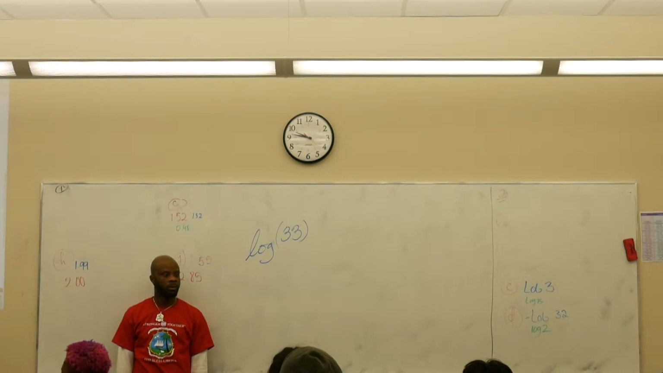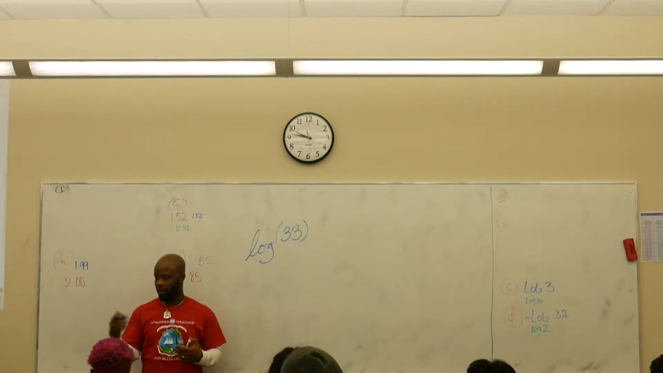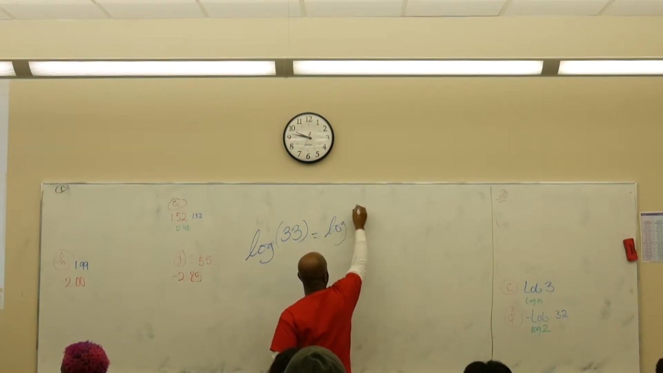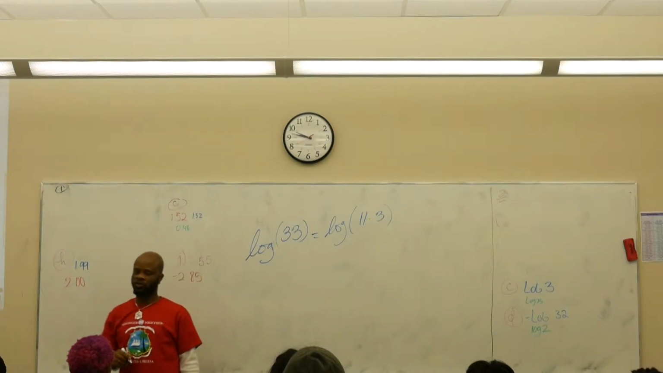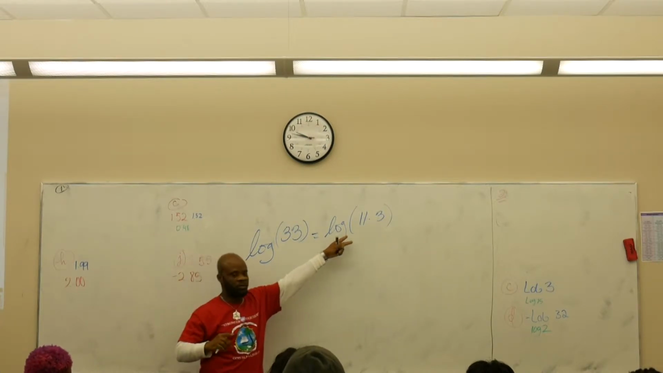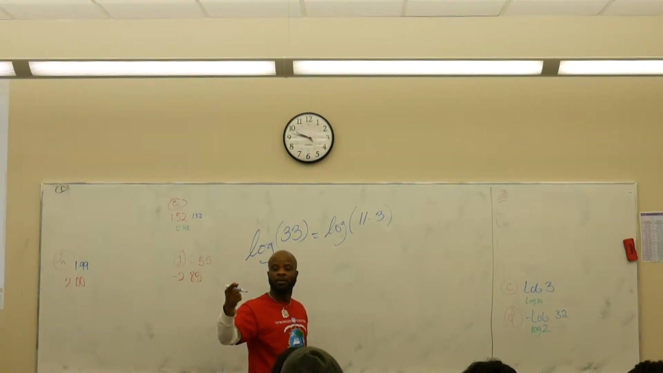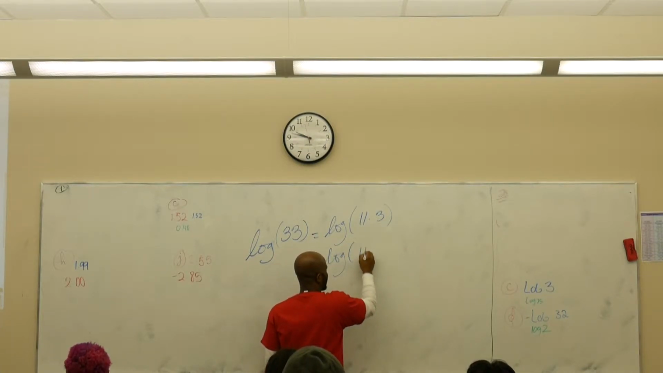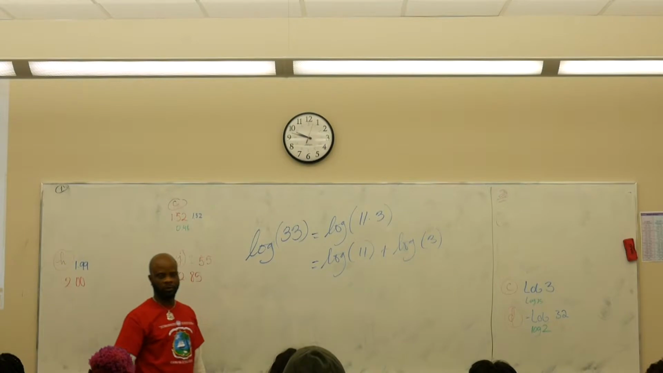We're good? So how do I break this 11 into factors? 11 and 3? Because 11 times 3 is 33. Okay, so this is the log of 11 times 3. If I have a multiplication, how do I break that up into individual ones? Split it into a what? Add them up. The log of 11 plus the log of 3, right?